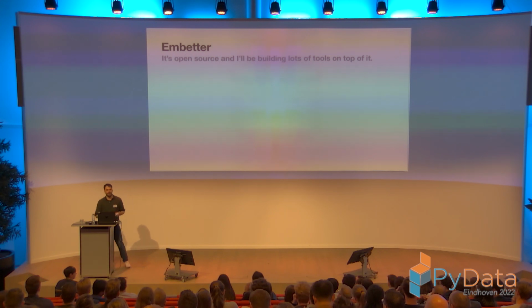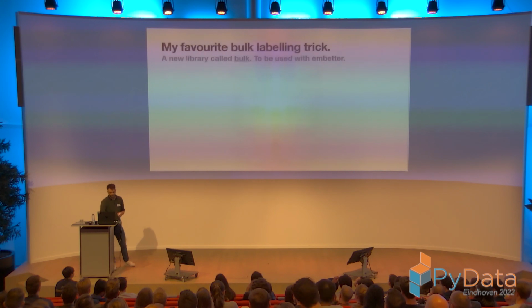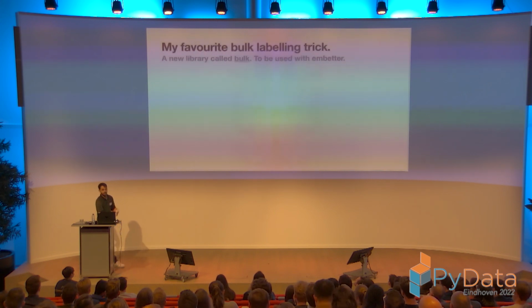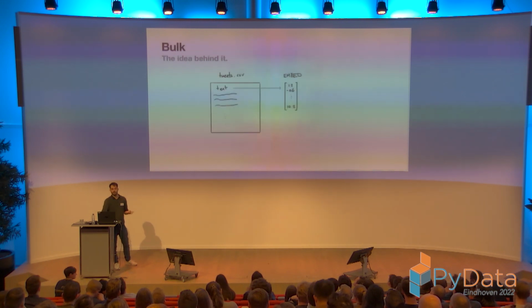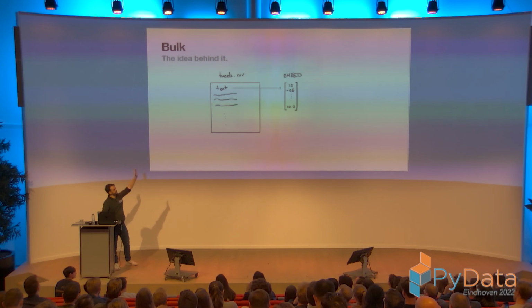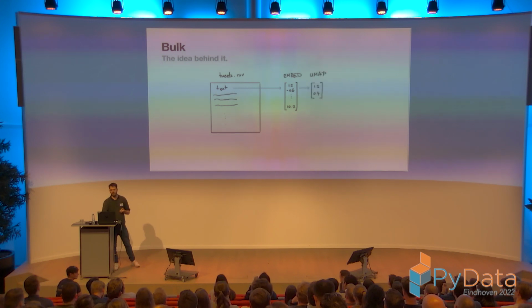So there's also this other package that I made, which is right now one of my favorite tricks. The package is called bulk. You can pip install it, and it's meant to be used with embetter. Here's how it works. Bulk assumes that you have a data set, like this tweets.csv file, and you have some sort of way of embedding that. Then I also assume that you've got access to a dimensionality reduction technique.